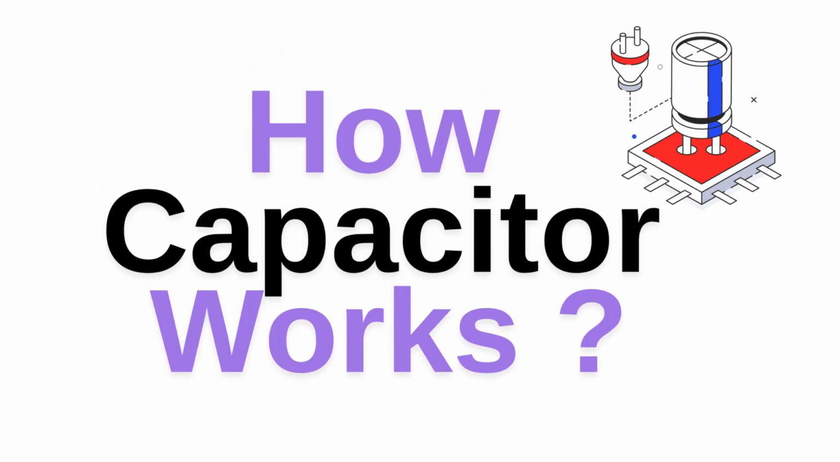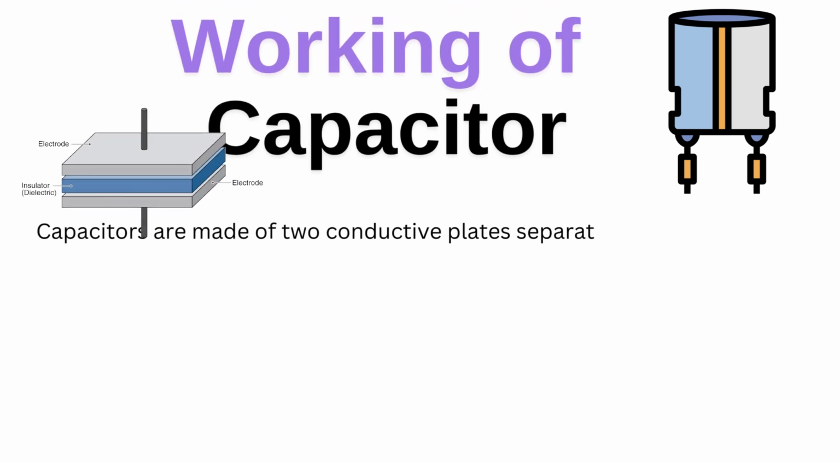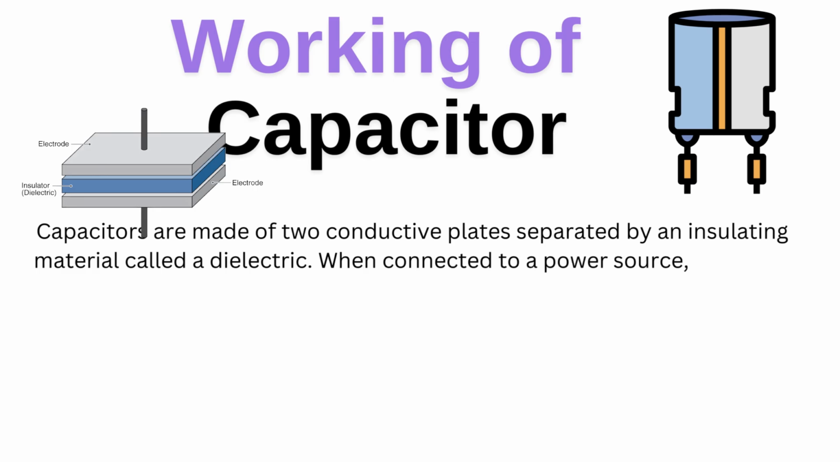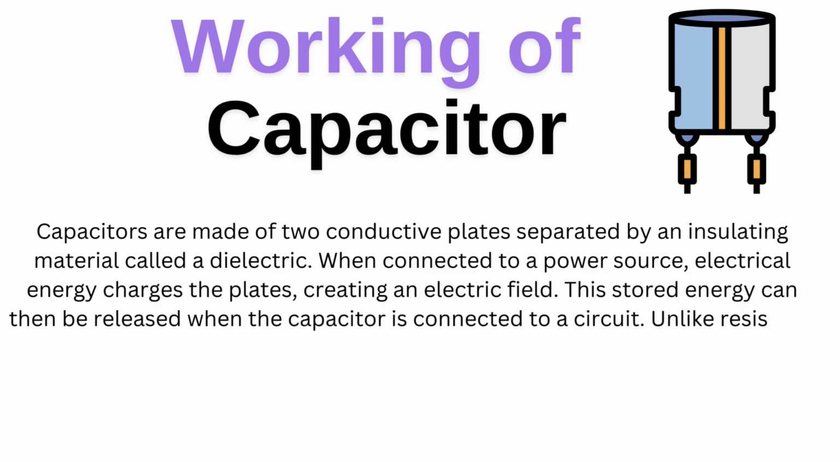How does a capacitor work? Capacitors are made of two conductive plates separated by an insulating material called a dielectric. When connected to a power source, electrical energy charges the plates, creating an electric field. This stored energy can then be released when the capacitor is connected to a circuit. Unlike resistors, capacitors do not consume energy, they store it temporarily.